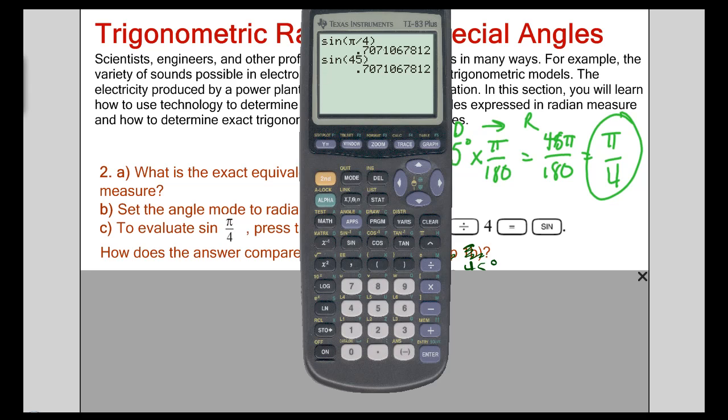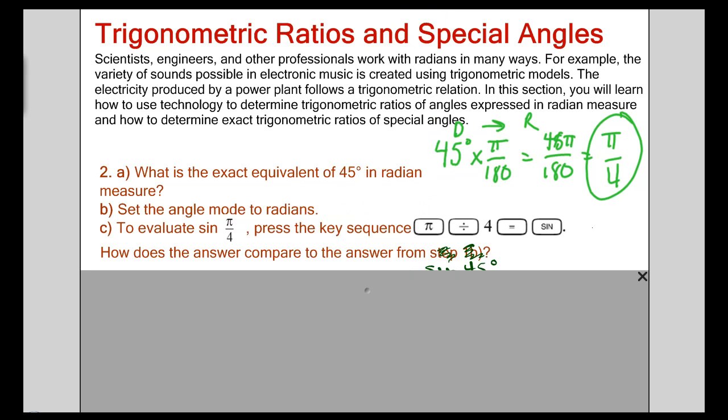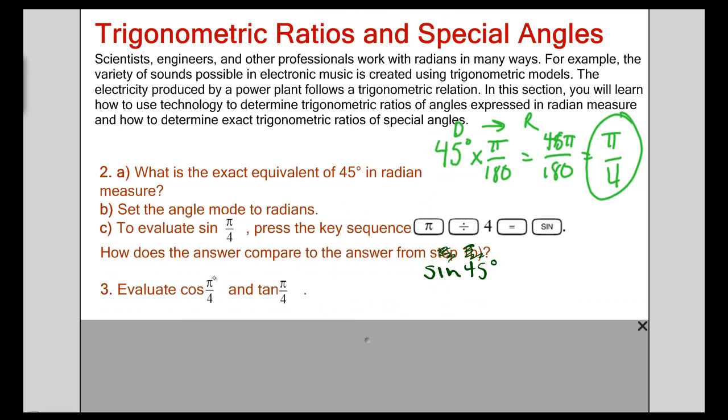These refer to the y value. So when x is pi over 4 or 45 degrees, the y value is at decimal .7071. Similar examples can be found by taking the cos of pi over 4 and the tan of pi over 4.